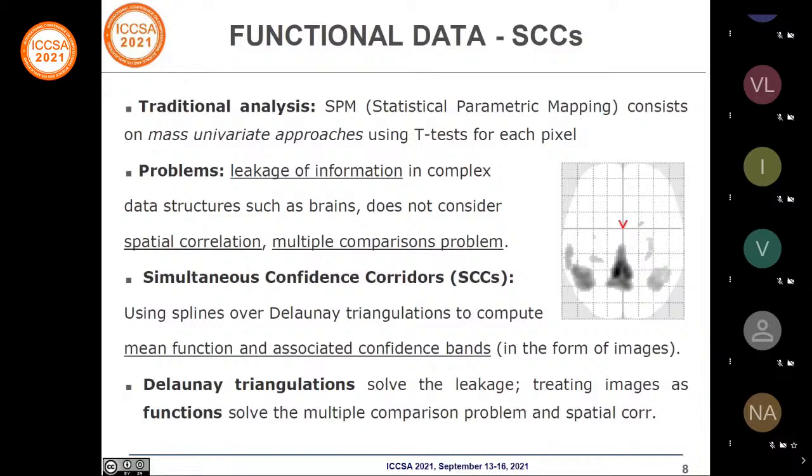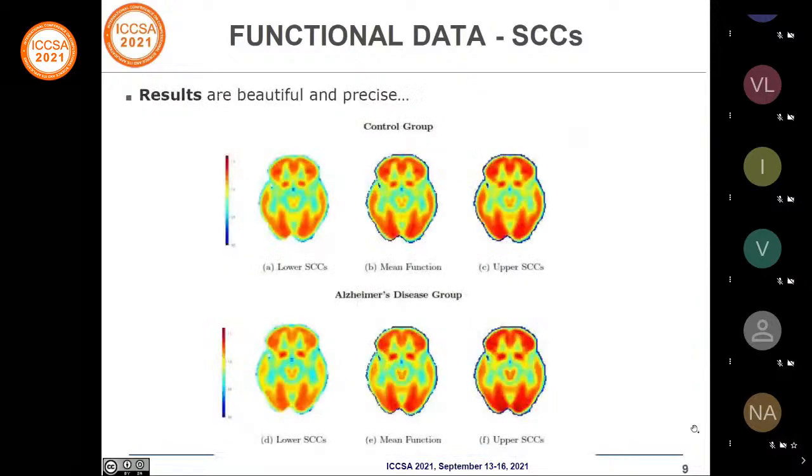But what we see here compared to SPM is that we are solving the problem of leakage in complex structures by using Delaunay triangulations, and also when we are using images as functions instead of a series of independent pixels, we are also solving the problem of multiple comparisons and also the spatial correlation. So this could be the end of the project. This would be the images that we want to obtain.